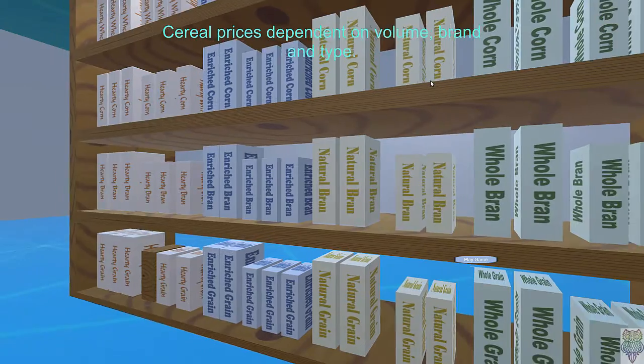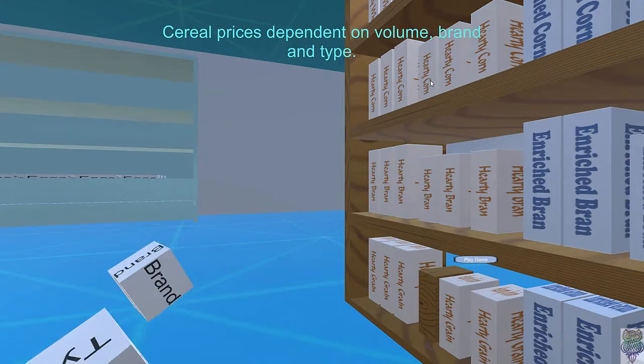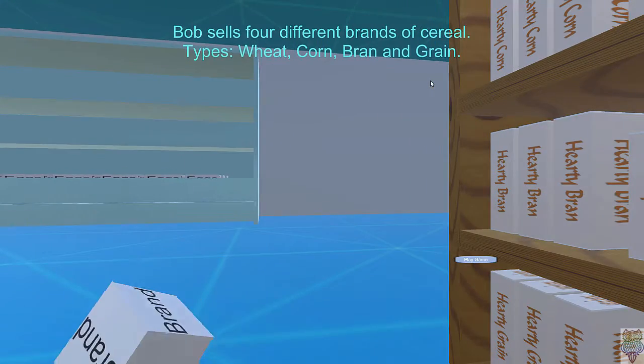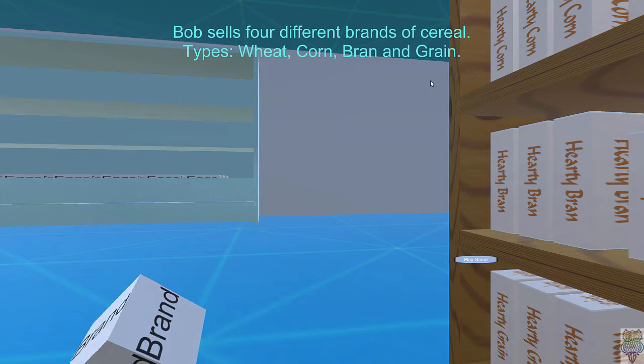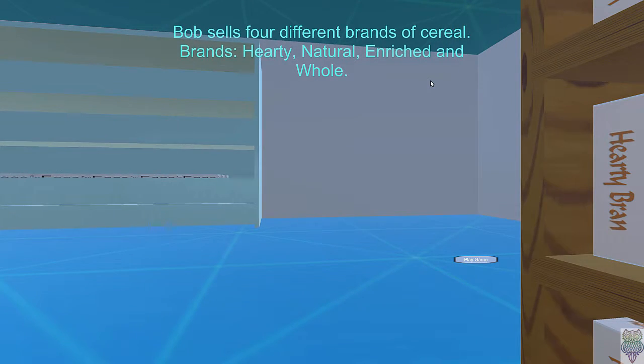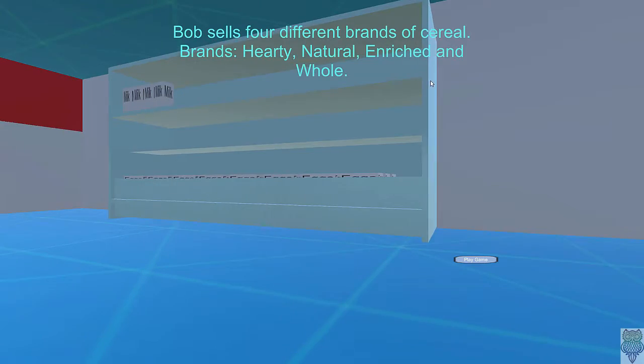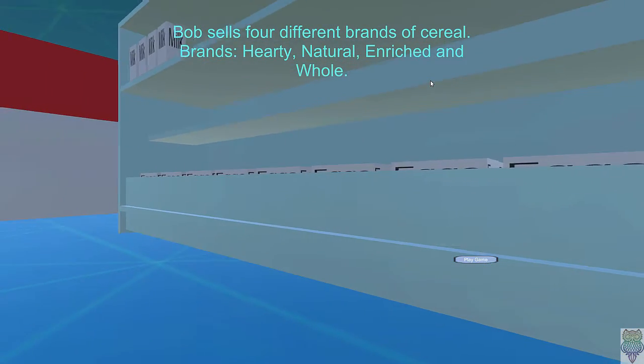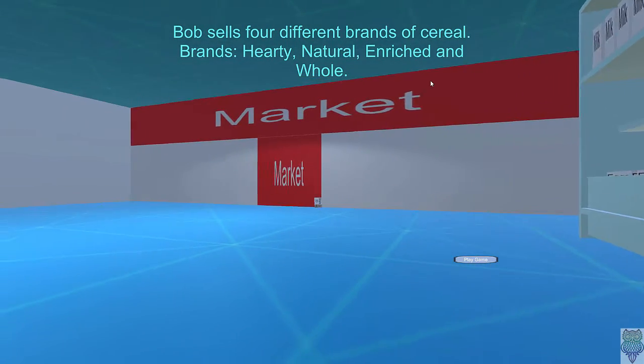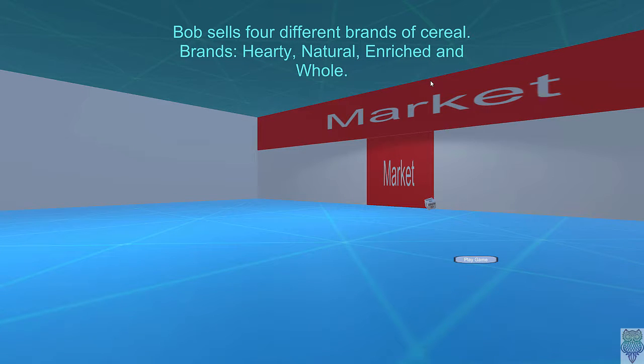Prices depend upon volume, brand, and type. Bob sells 4 different brands of cereal. So information. Then we have a cooler with egg and milk in it. We haven't done anything with the eggs and milk. So once we have it propagated, then we'll have more interesting things to look at.